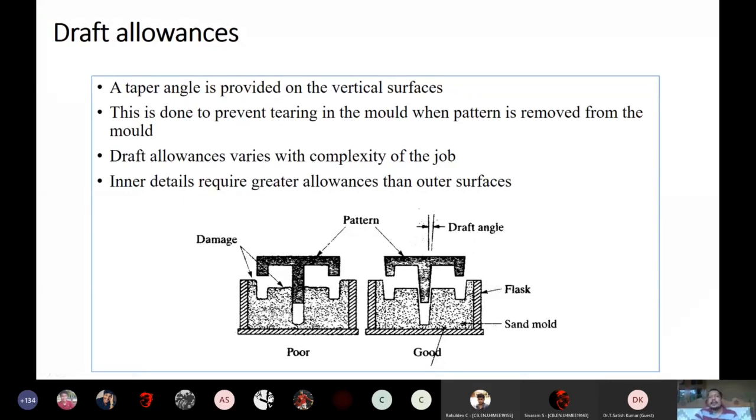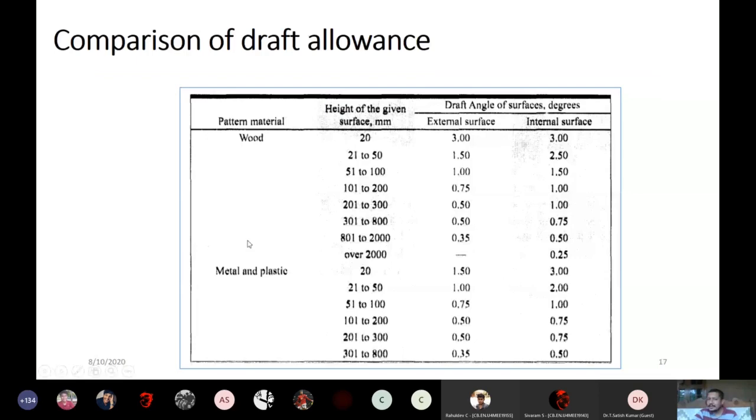Again, you can see what type of pattern material you are using. Based on the heights, the draft angle is going to vary. For the same size, you can see external surface and internal surface have a variation in the draft angle. Internal surfaces require more draft angle than external surfaces for easy removal. Metal and plastic have a similar allowance, but wood has a different allowance in making the mold.